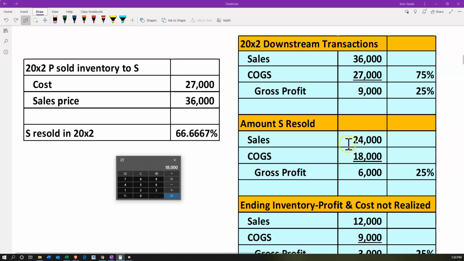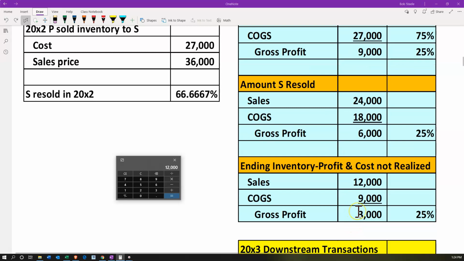So then we're going to go down and subtract these out. One way we could think about it is, what's left in ending inventory? Well, if this is the sale that happened, and this is the amount that was resold last year, this is what's in ending inventory, or beginning inventory now in the current year that we're going to be working in. So that's going to be the 36,000 minus the 24,000. That's going to give us the 12,000. And then the 27 minus the 18 would give us the 9. And then again, we could subtract those out.